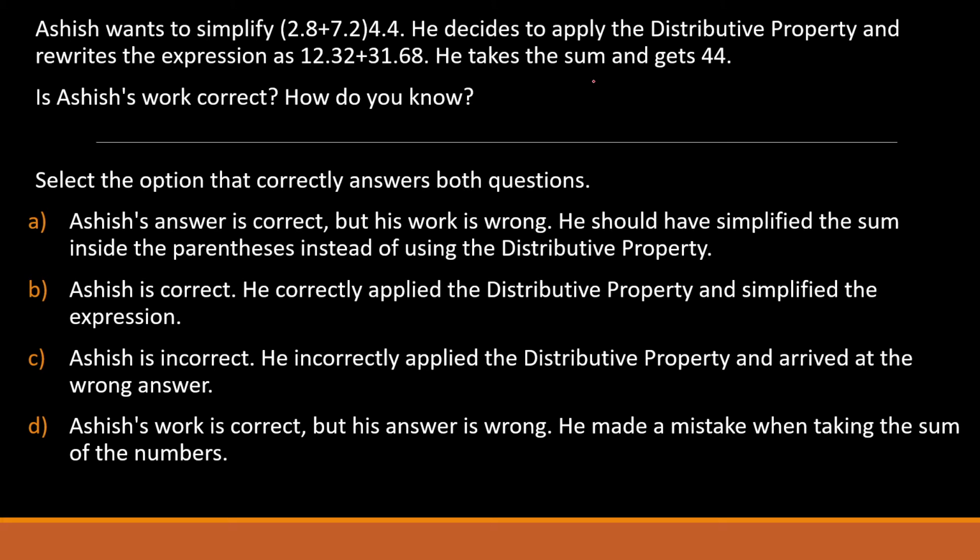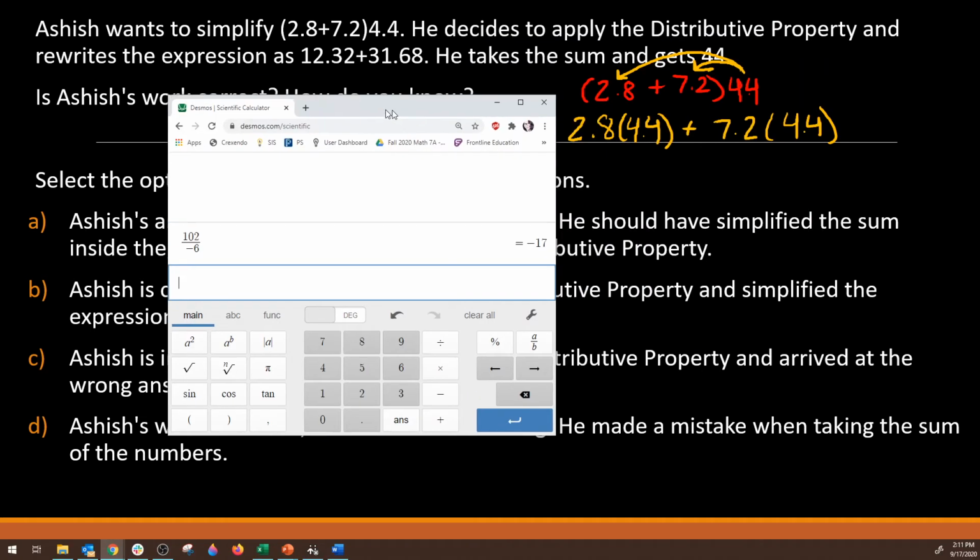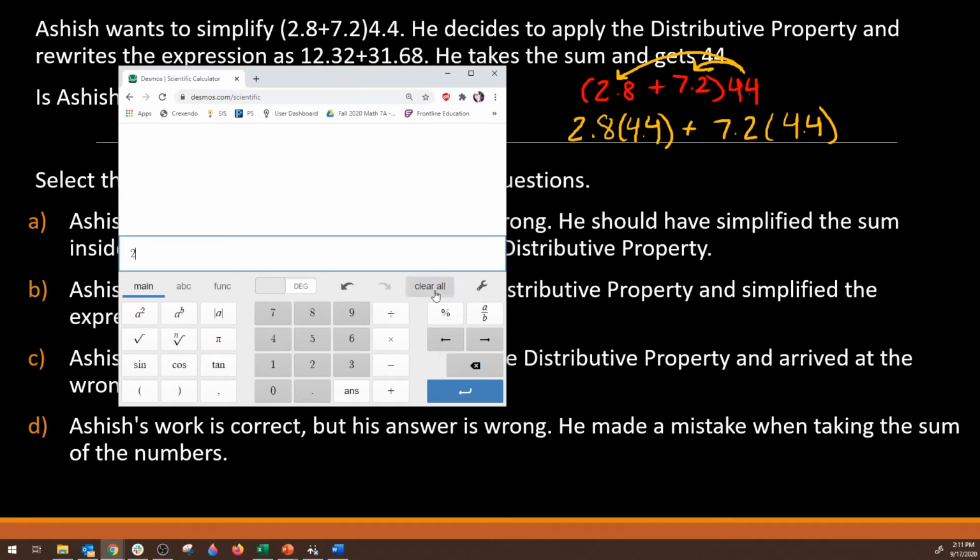So he has 2.8 plus 7.2, and this is being multiplied by 4.4. Remember that with distribution, we are going to multiply everything inside by that 4.4. 2.8 times 4.4. My plus sign comes down. 7.2 times 4.4. Now here I'm going to bring back that calculator to help us with this multiplication so we can get through this problem a little bit quicker, and also to make sure that we don't mess up any of our decimal places, because that is a mistake that can happen very easily. And we get 12.32 plus 31.68.